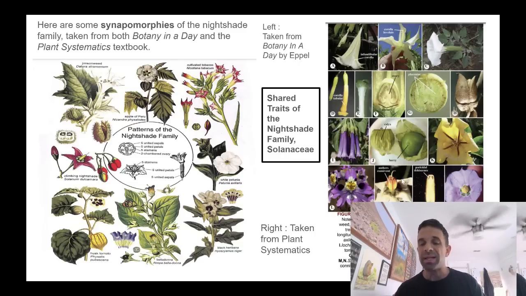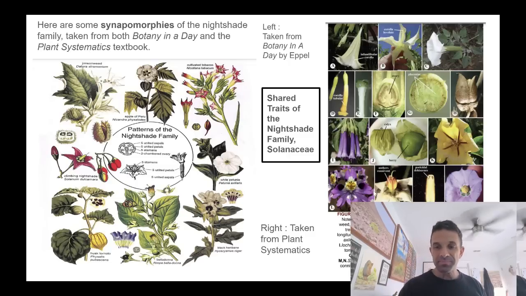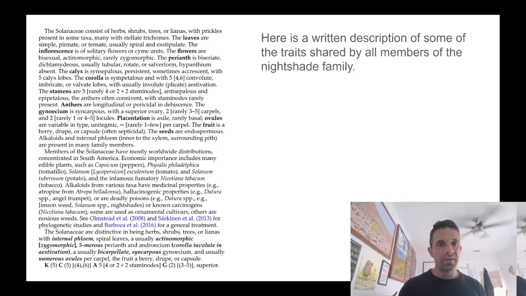And then on the right is Plant Systematics, a literal list of all the synapomorphies of the Nightshade family, whether it's Brugmansia or Datura or nicotine or peppers or potatoes or tomatoes, etc. The one on the left is easy to read, good for beginners. This one is if you get more in depth; it really goes into the science of it. Ovary position, how many stamens, the corolla, five petals fused together to form kind of a tube. And there's a written description of all the traits of the Nightshade family. Placentation, how the seed attaches to the ovary wall.